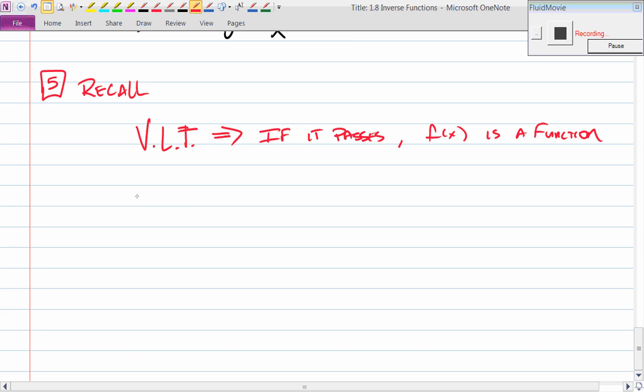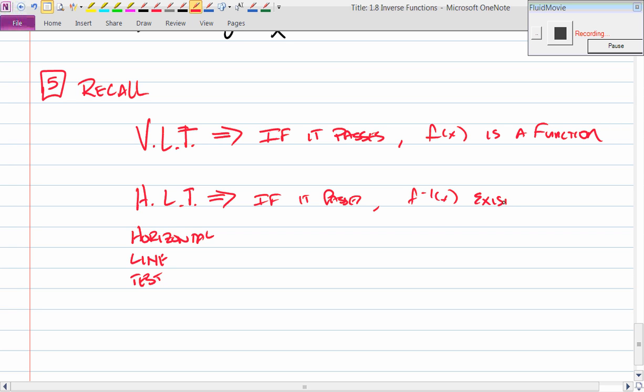Have you guys ever heard of this? The HLT? What is that? Yeah, very good. Now, what does that tell you? Yeah, one-to-one function. Very good. So if it passes that, that means that f inverse exists and is a function. We call those one-to-one.